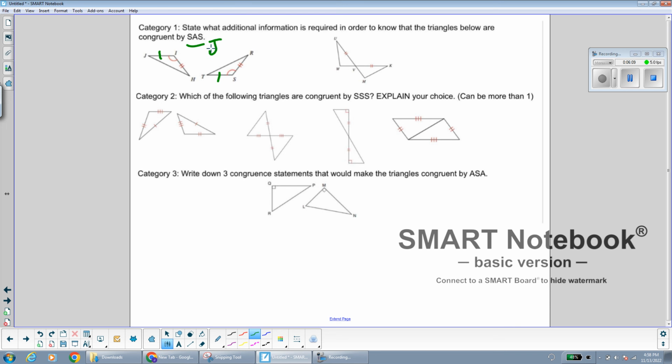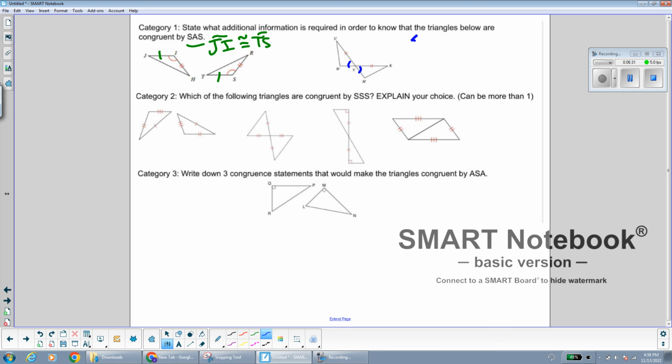So that would be JI congruent to TS. Over here, we have one pair of congruent corresponding sides. If you take a look at what else you can conclude here, notice that we have vertical angles, so they are always congruent. I'm going to put that into my diagram.